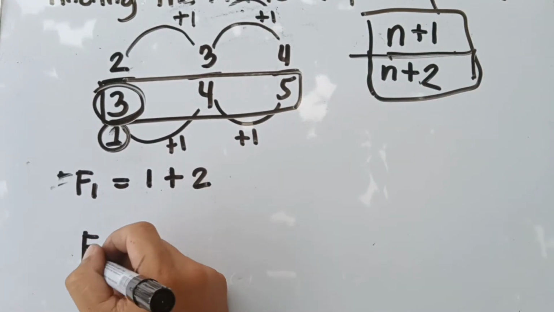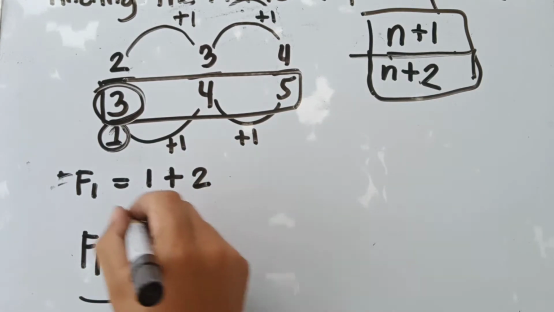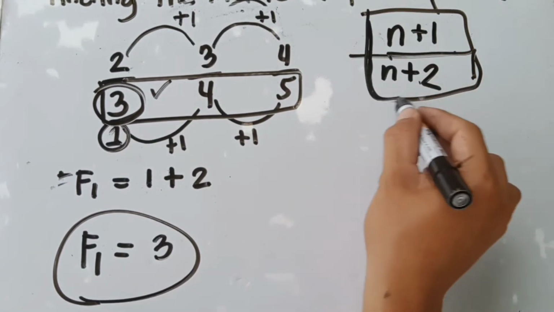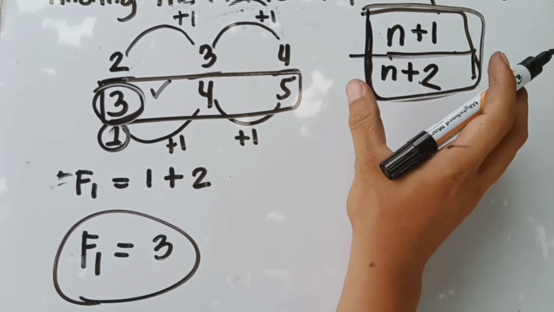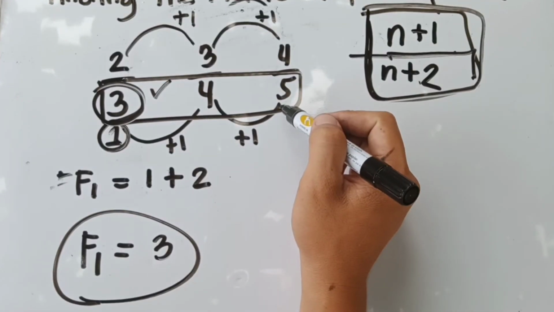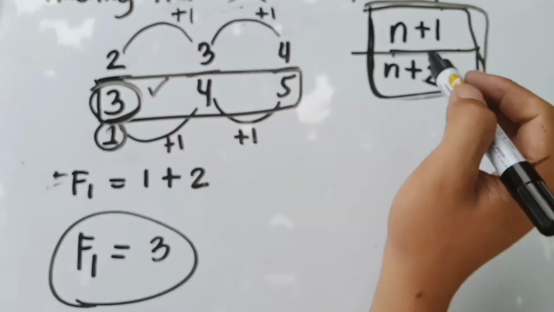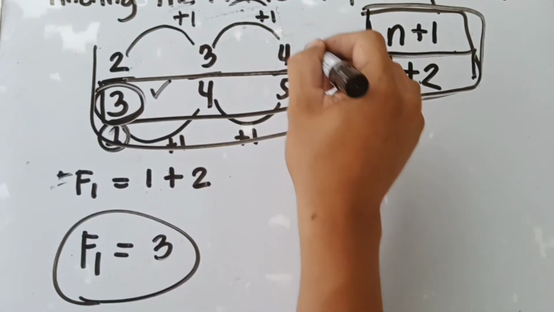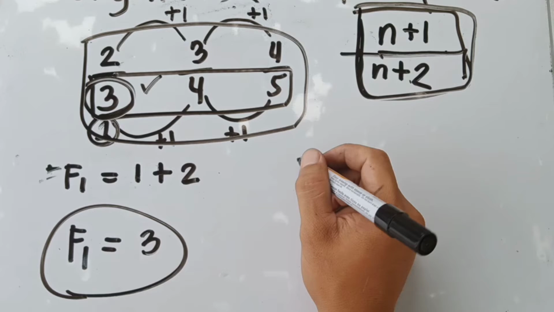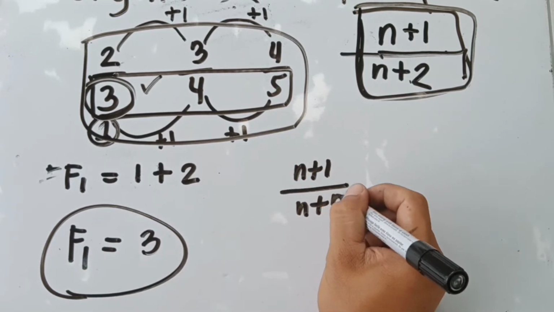So our first term for the denominator is equal to 3. So it is now correct. Now, let us try using the whole formula for the numerator and the denominator. And let us try to find out if this formula will fit for the denominator and the numerator. So we have (n plus 1) over (n plus 2).